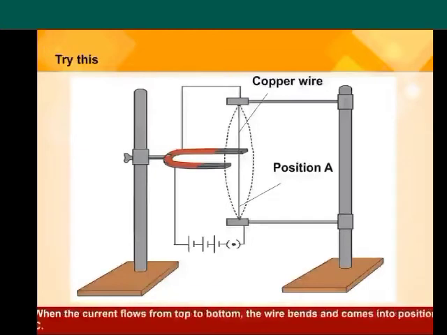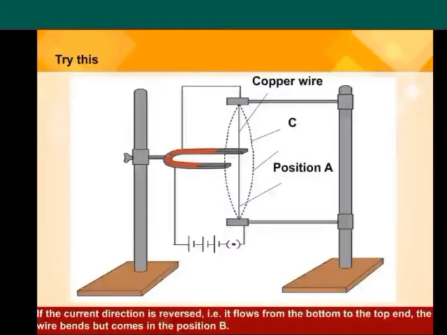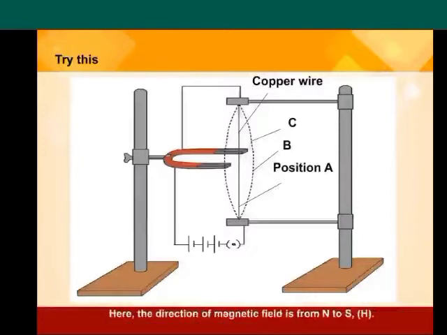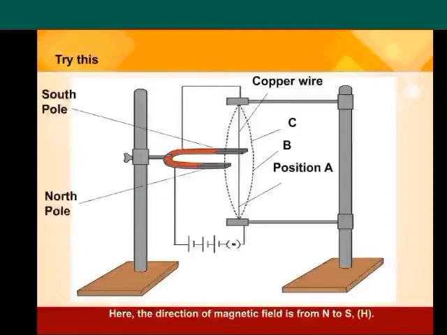Position A. When the current flows from top to bottom, the wire bends and comes into position C. If the current direction is reversed, that is, it flows from the bottom to the top end, the wire bends but comes in position B. This means the direction of the force on the wire is perpendicular to both the magnetic field and the direction of the current. Here, the direction of magnetic field is from N to S.